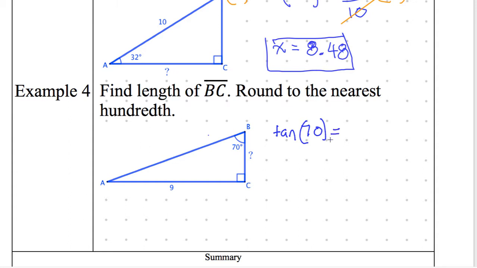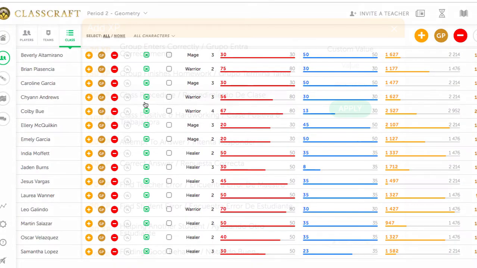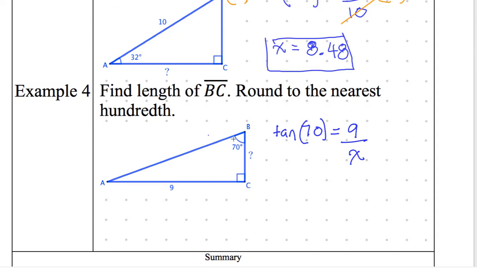Who can do the fraction? I asked the question. I jumped too fast. Who can do the fraction? Only 3 people. 4 people. 5 people. I'm going to wait for one more. 6 people. There it is, Cheyenne. It is indeed 9 over x. Thank you, Cheyenne. Because the angle of reference is on the top, it's going to be opposite over adjacent. 9 over x.